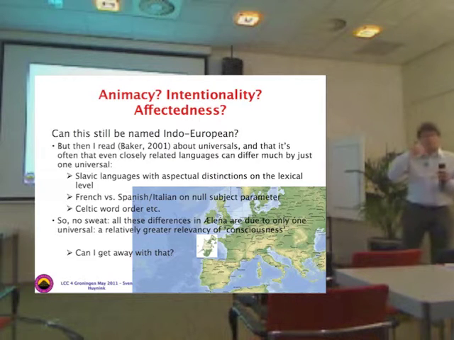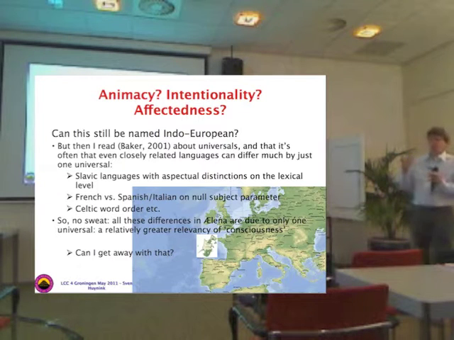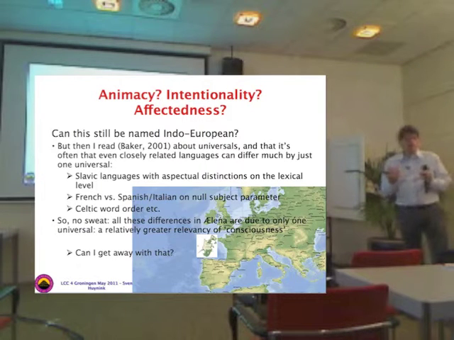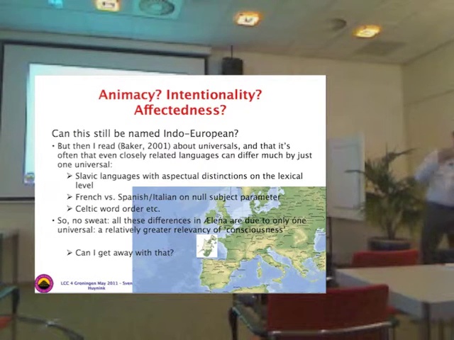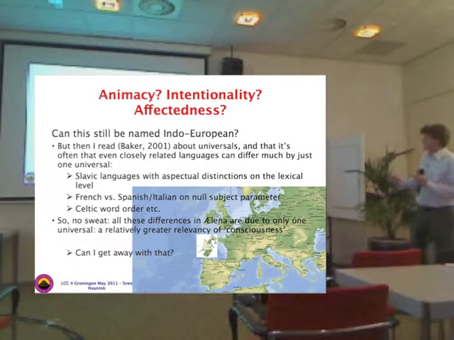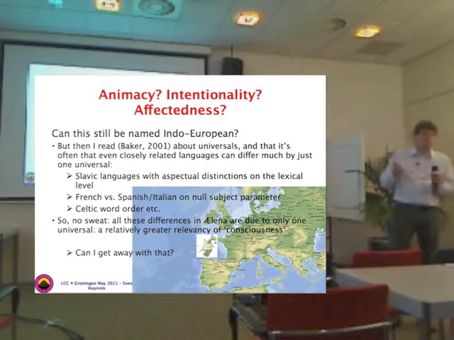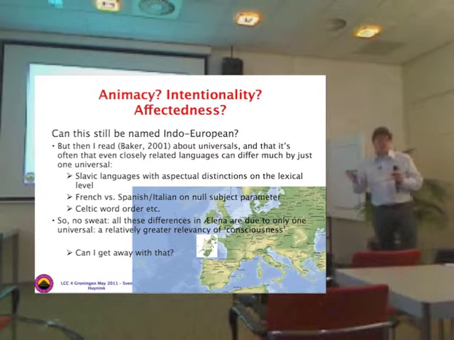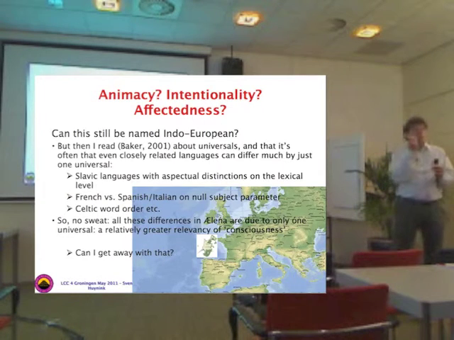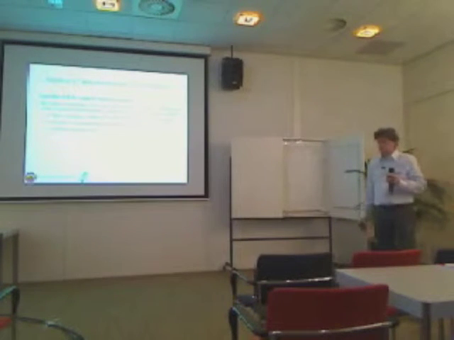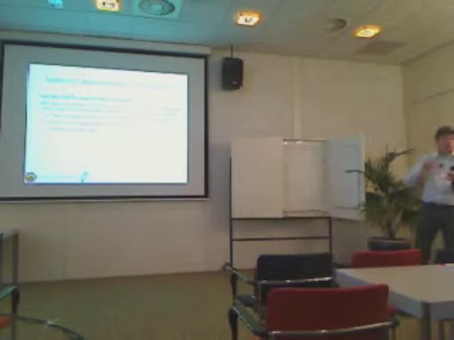Slavic languages are quite strange to us because they have different verbs for different aspects. The perfective verbs are different verbs, often prefixed verbs of imperfective verbs. French and Spanish and Italian differ on the null-subject parameter. So you can say "it rains" in English, or "il pleut" in French. But you can say it in one word without the subject in Spanish and Italian.